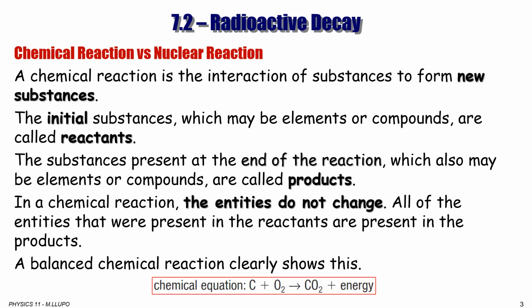For example, a balanced chemical reaction clearly shows that carbon and oxygen are entering the chemical reaction, and carbon and oxygen are products of the chemical reaction, but in the form of a compound, which is carbon dioxide. But you clearly see there's carbon before and carbon after, and oxygen before and oxygen after. In a nuclear reaction, a new element is formed that is totally different from what enters the nuclear reaction.